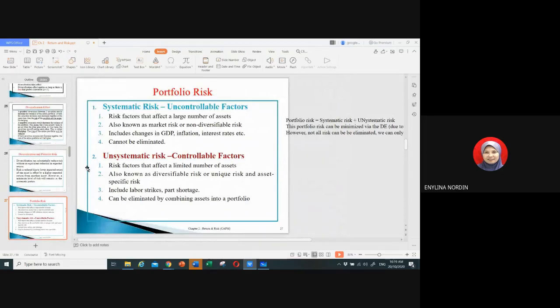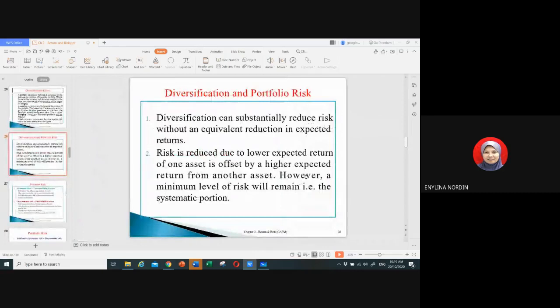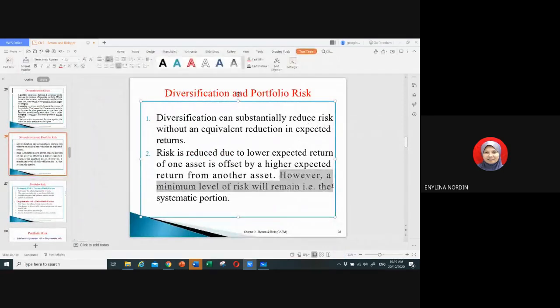However, when we are talking about portfolio, right, not all risk can be diversified away. Sebab tu dekat sini dia tulis, however, there is a systematic risk portion which still remains in the portfolio. The risk that can be diversified away adalah unsystematic risk, ataupun diversifiable risk. Maknanya risk yang kita boleh diversify away. Alright, tapi yang tinggal dalam portfolio you tadi adalah systematic risk.